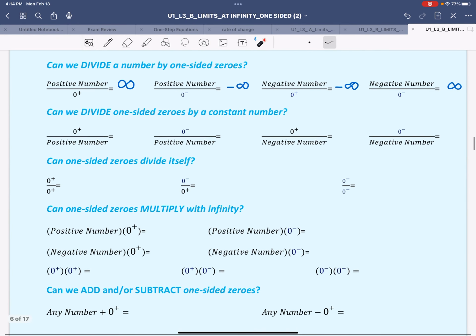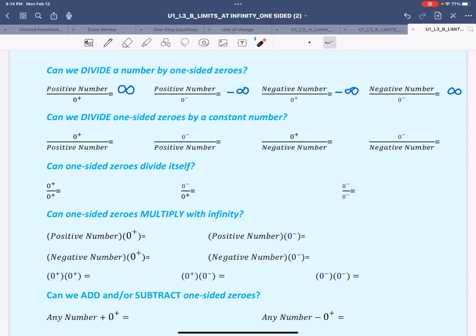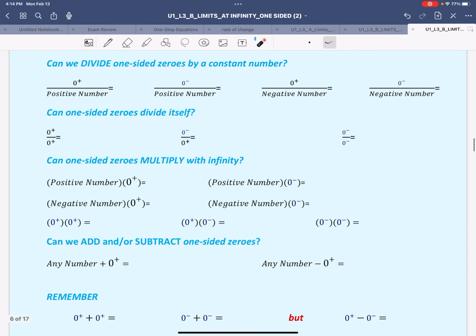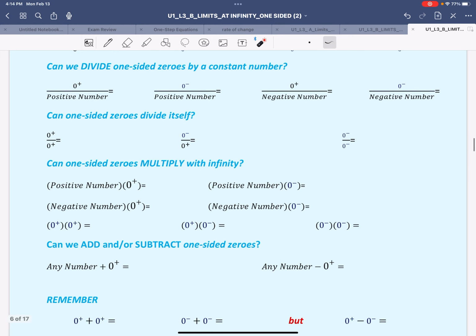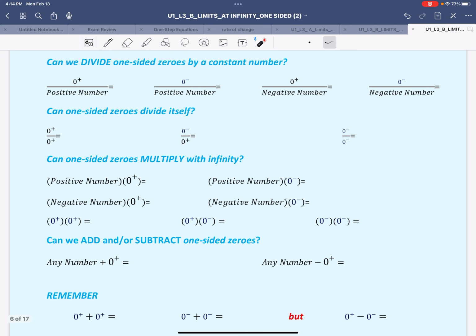Now, therefore, we're going to say, yes, we can divide a number by a one-sided zero, a constant number, different than 0 always. So we got to mention that. Now, can we divide one-sided zeros by a constant number? If you have a 0 plus divided by a positive number, then we still get 0 plus. 0 minus over a positive number, so we still get 0 minus. Remember that this can be indefinitely close to 0. And then 0 plus over a negative number, that's another 0 minus. 0 minus over a negative number, that would be a 0 plus.